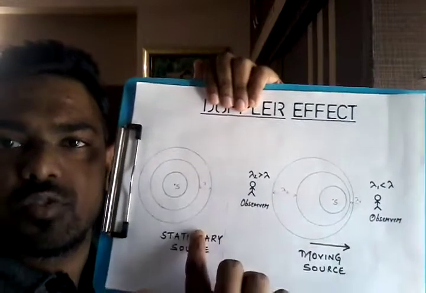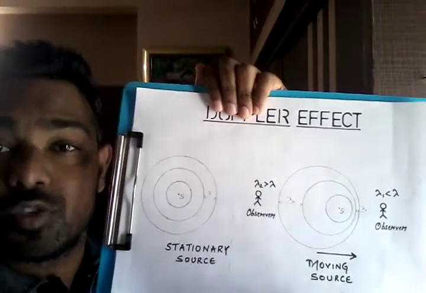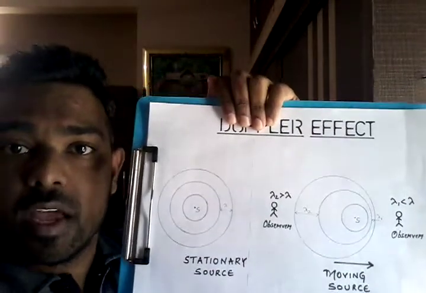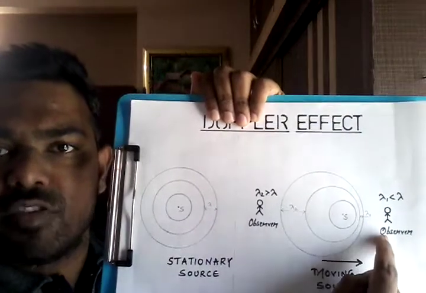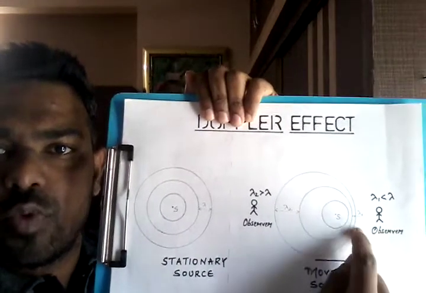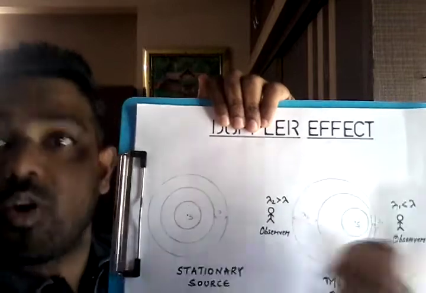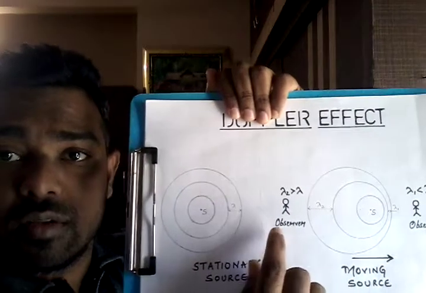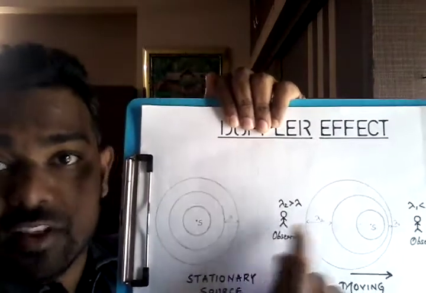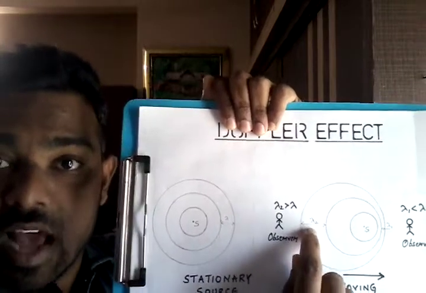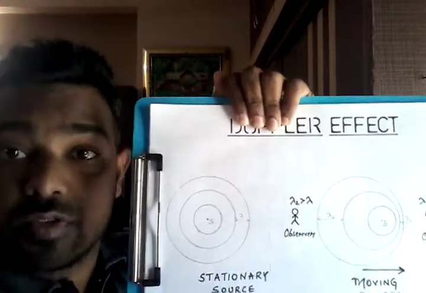So if I have to draw a diagram, it would look something like this. This when the source is stationary, and this when the source is moving in one direction. If there is an observer standing ahead of the moving source, he receives the waves at lower wavelength or higher frequency, and the observer behind the moving source receives the waves at higher wavelength or lower frequency.